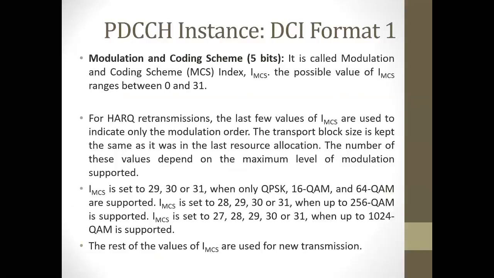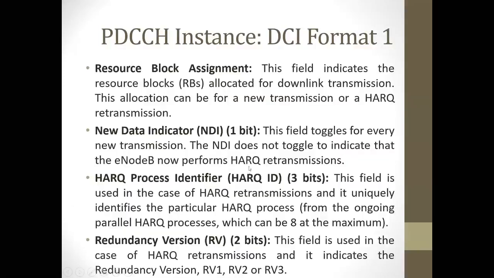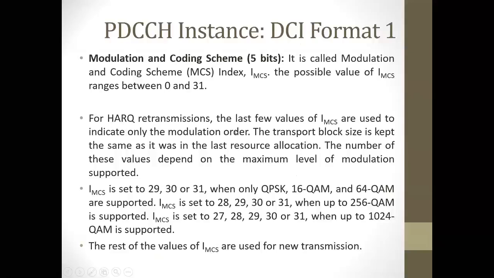Then the modulation and coding scheme is also signaled. So for downlink data, this is the modulation and coding scheme. It's a 5-bit ID field, so 0 to 31 are possible. Now, up to 28 is used to indicate MCS levels, although you have 27 levels.